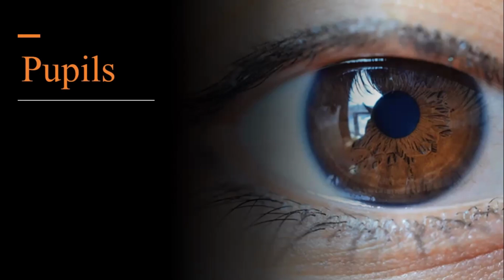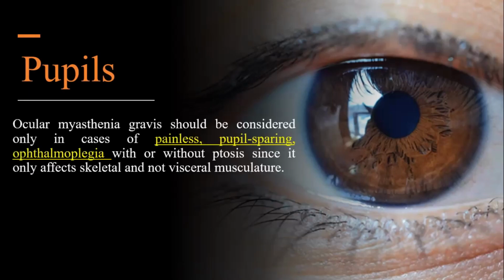So if we have any ophthalmoparesis, any kind of strabismus with limitation of movement, and we have affection of the pupil, we don't consider myasthenia among the differential. So myasthenia is in the differential of pupil sparing ophthalmoparesis. Okay, let's read it together. Ocular myasthenia gravis should be considered only in cases of painless pupil sparing ophthalmoplegia. So there is no pain in myasthenia. There is no pupil affection in myasthenia. You will find a lot of no's in myasthenia.